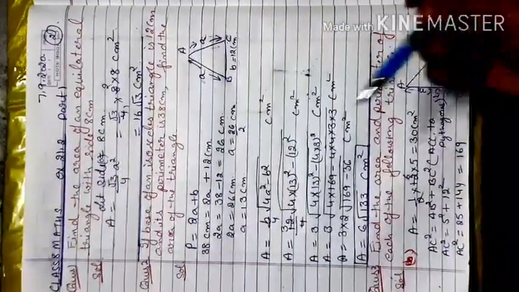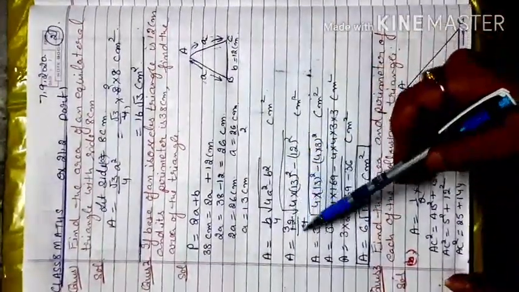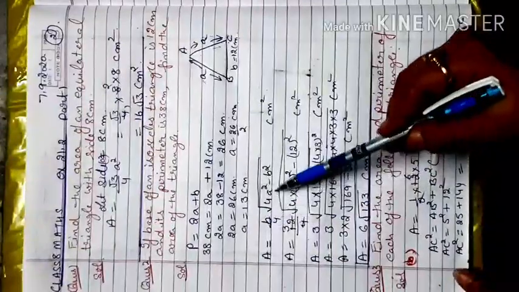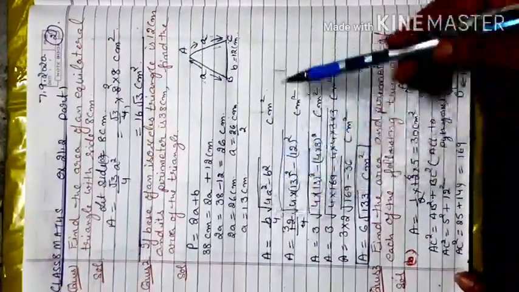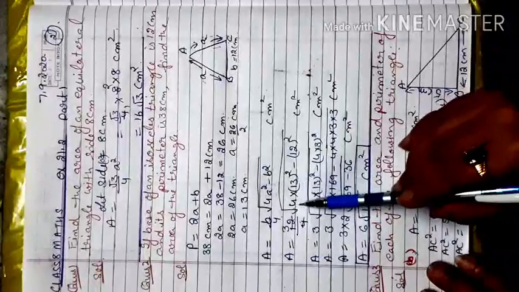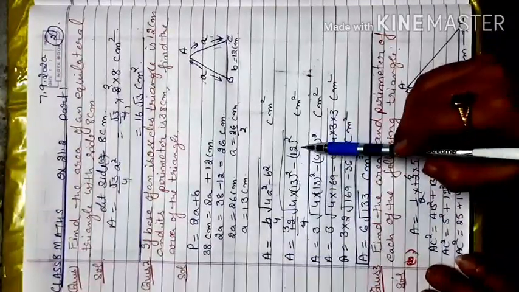Now we have to find the area. Area of isosceles triangle, we just found, is b by 4 root 4a square minus b square. A value is 13, so 4 into 13 whole square minus 12 square.